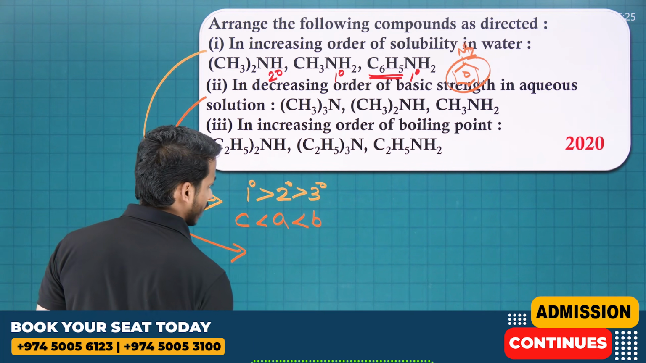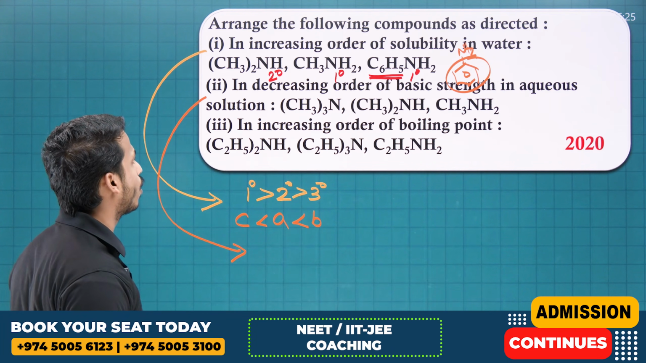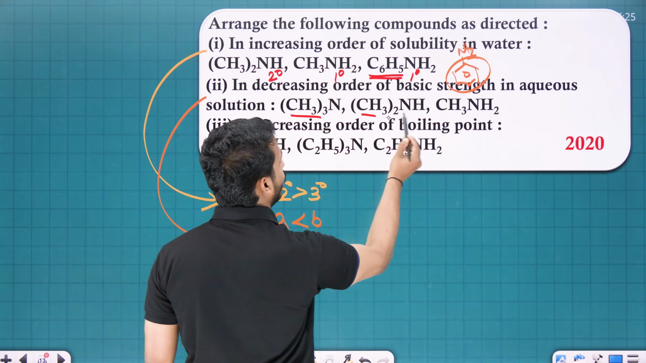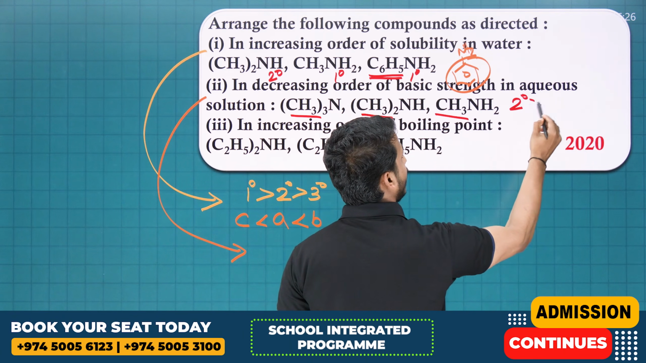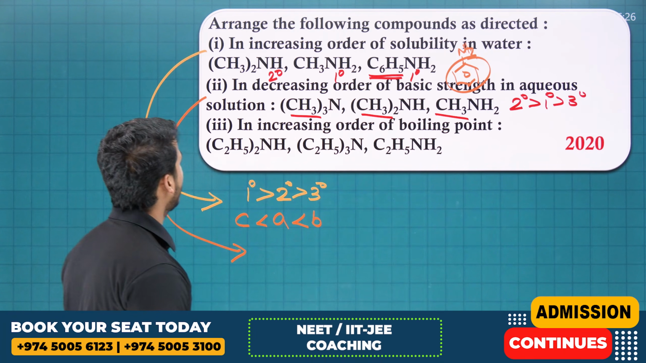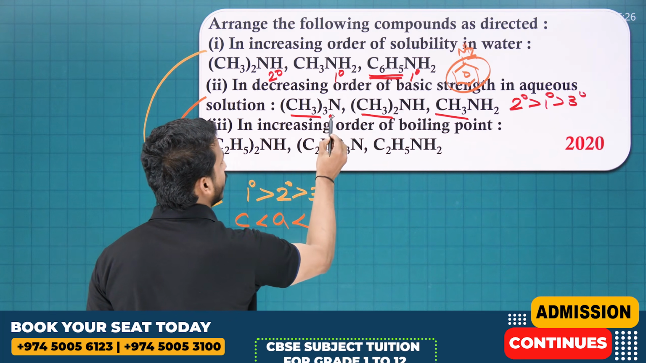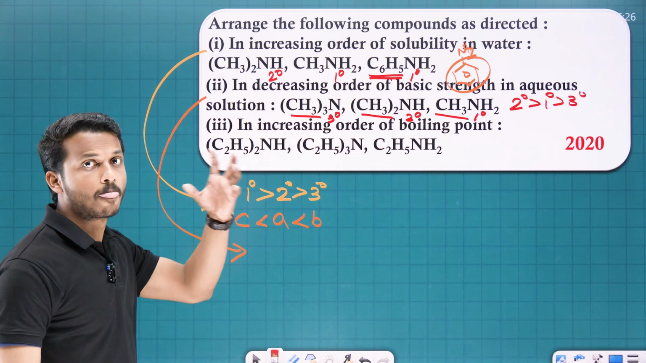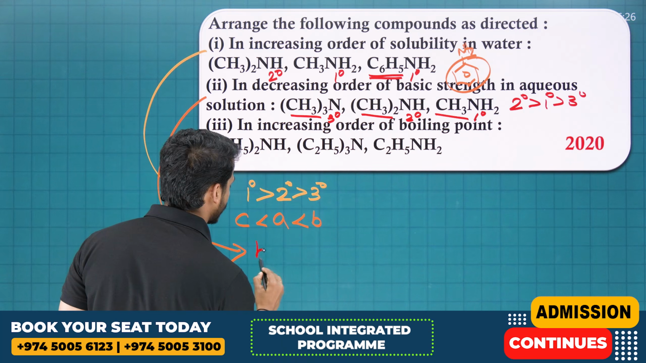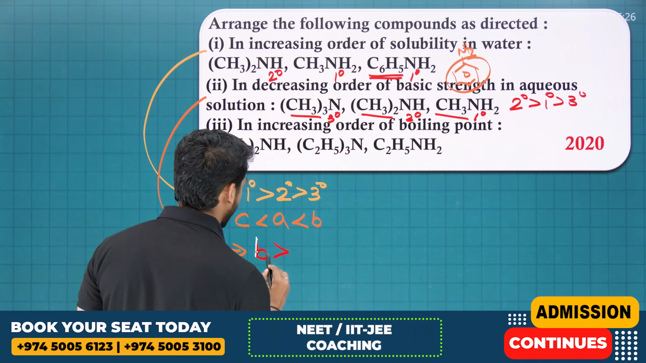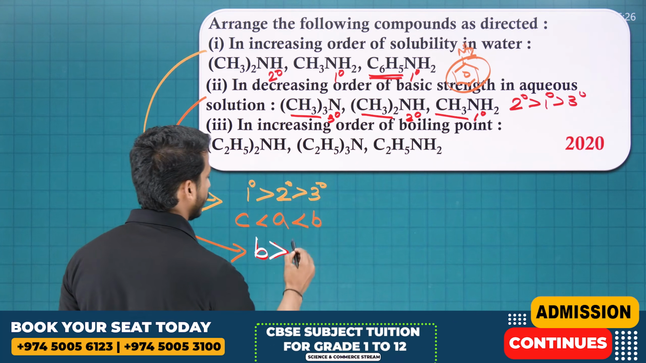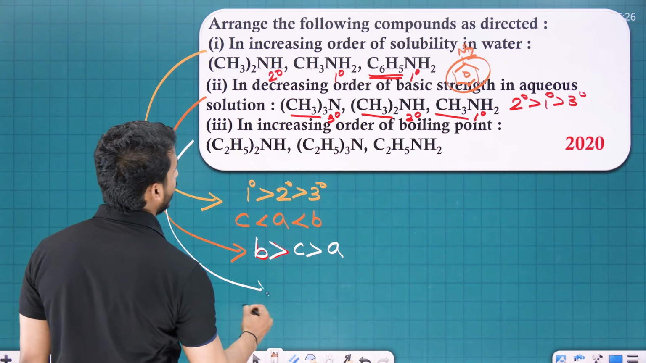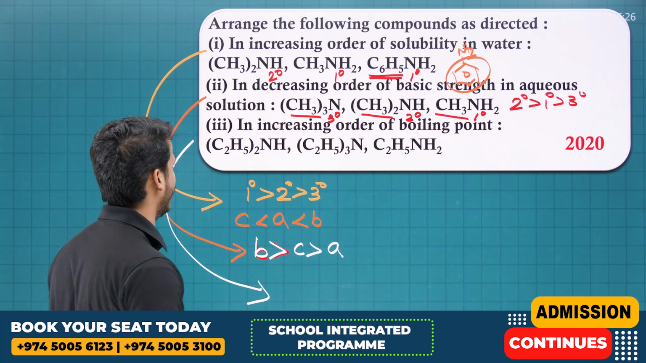Next question, the second one. In decreasing order of their basic strength in aqueous solution. See, in aqueous solution, if a methyl group comes, what is the order we studied? Secondary, primary, tertiary is the order. So tell me all, decreasing order. This is tertiary, this is secondary, this is primary. So secondary is the most basic one. B is the most basic one. Then we can go to primary C, and tertiary is A, right? Decreasing order. Last question, in increasing order of their boiling point. Again, check it all.